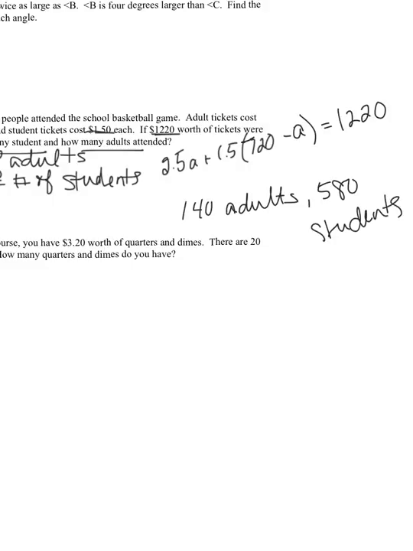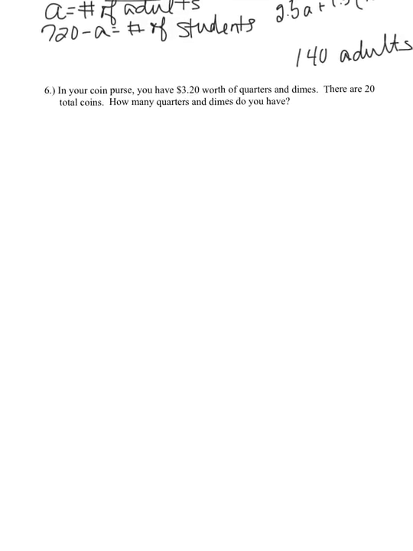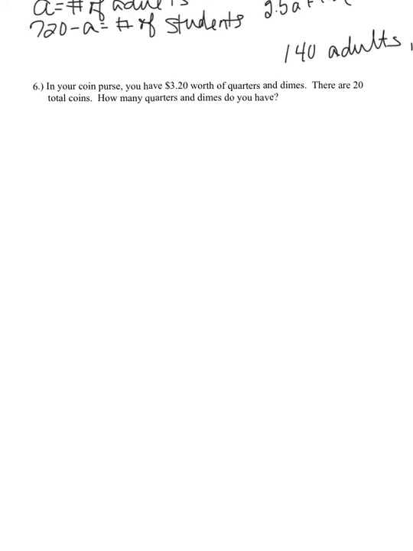So the next one is another one, a coin purse, I call it. You have $3.20 worth of quarters and dimes. There's 20 total coins. So again, you're comparing quarters and dimes two different ways. You're comparing the amount that there is, how many there are, and their worth. So our let statement is going to be let Q equal the number of quarters. And then since there's 20 total coins, 20 minus Q is the number of dimes.